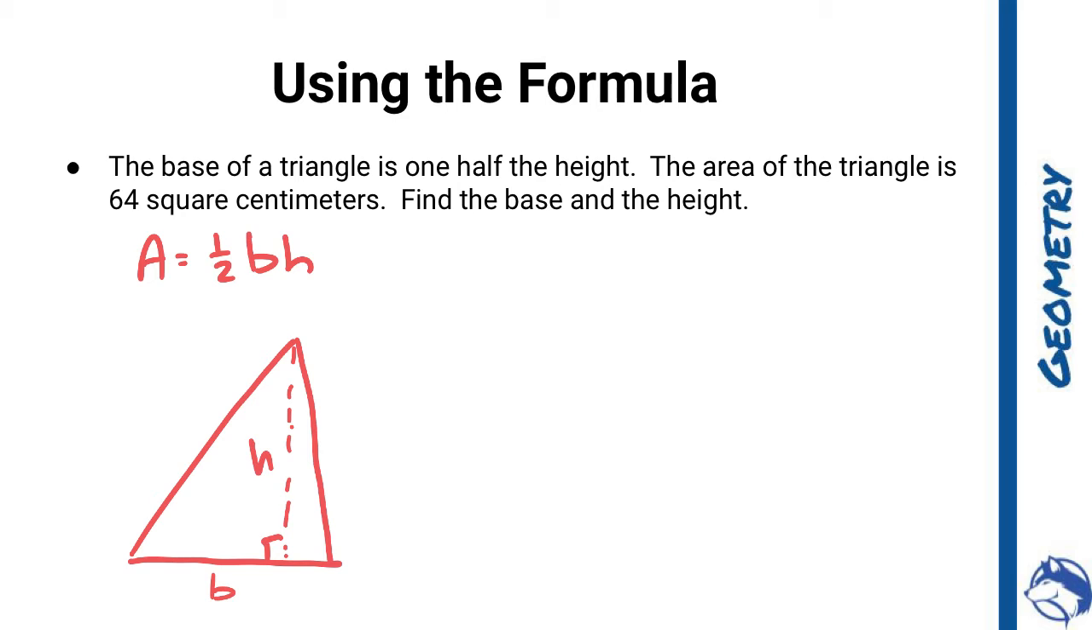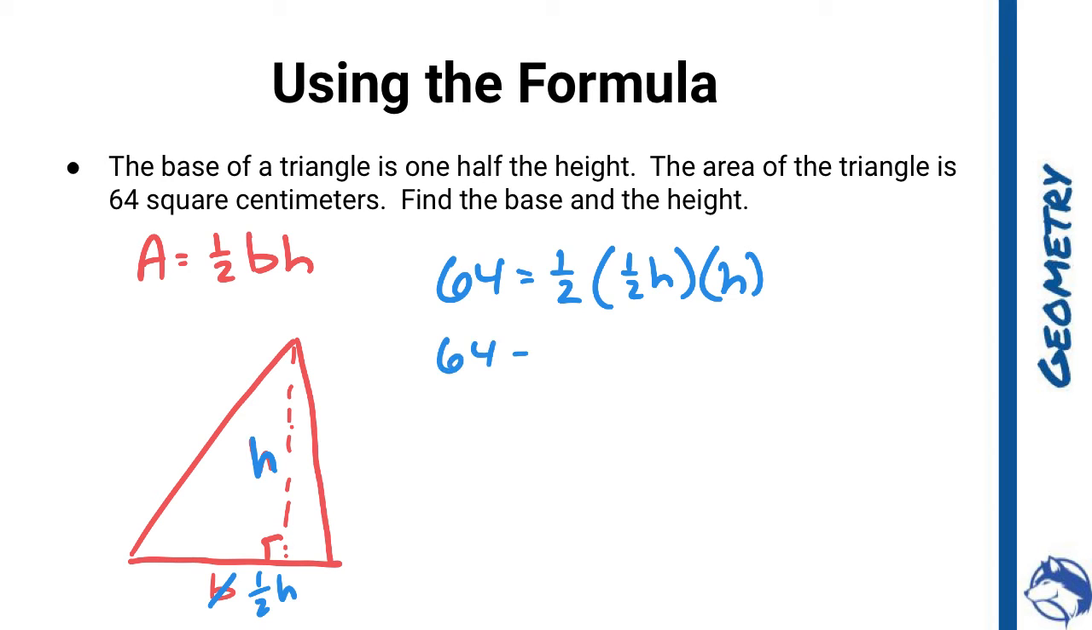So if I were to take this and label it, well, I'm just going to leave my height the same. But now what I want to do is label my base as 1/2 of the height. So when I go ahead and plug this in, I would get the area, which is 64, 1/2. Well, my base is 1/2 of h, and then my height is just h. So when I go ahead and plug this in and simplify it, I'm going to get 1/4 times h squared.